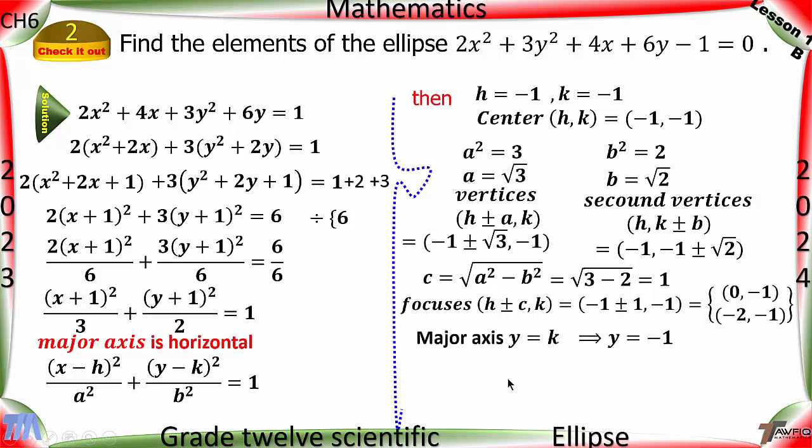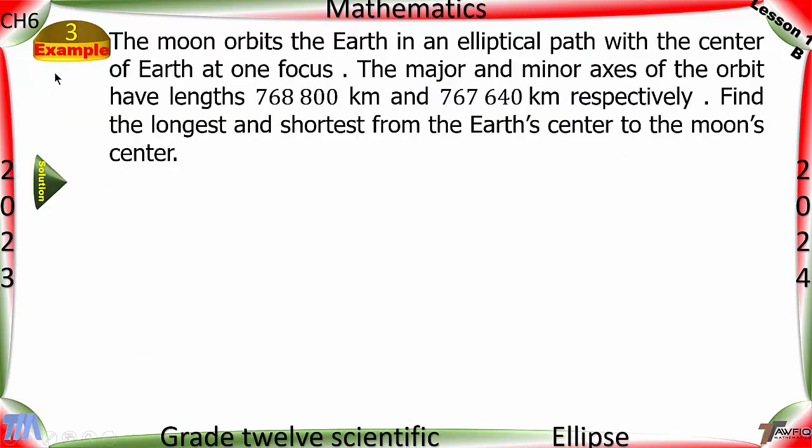And the major axis is y equal to k, so y is equal to minus 1, and the minor axis is x equal to h, so x is equal to minus 1.